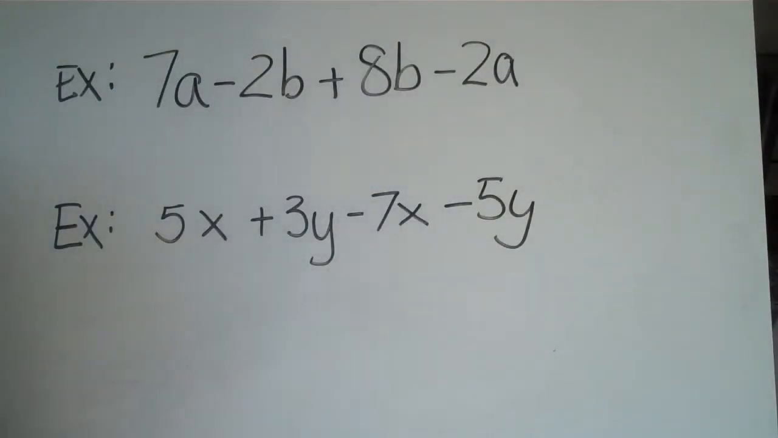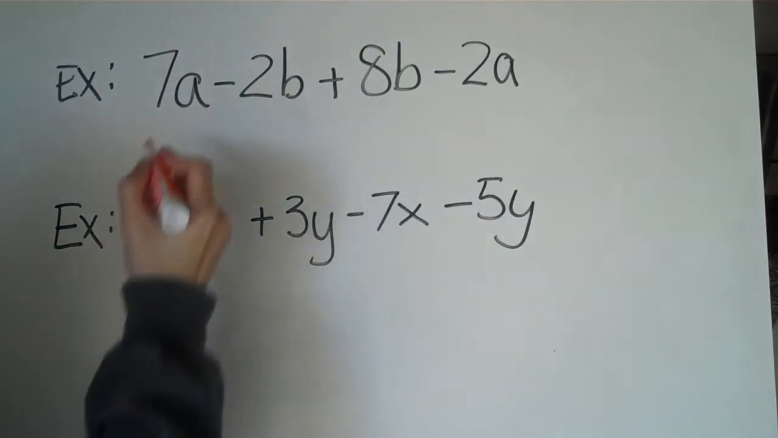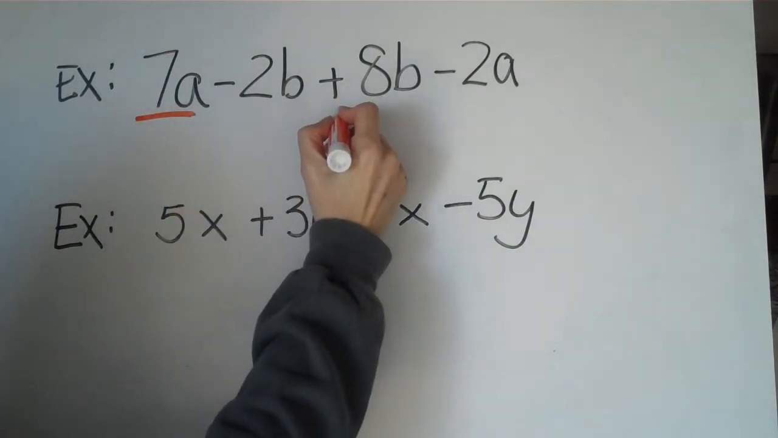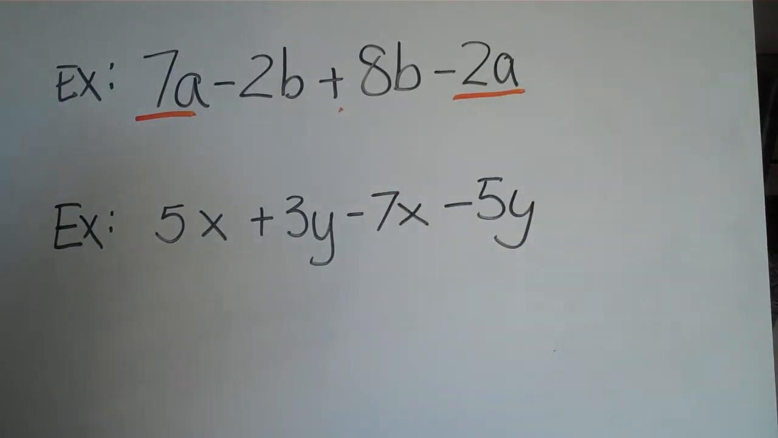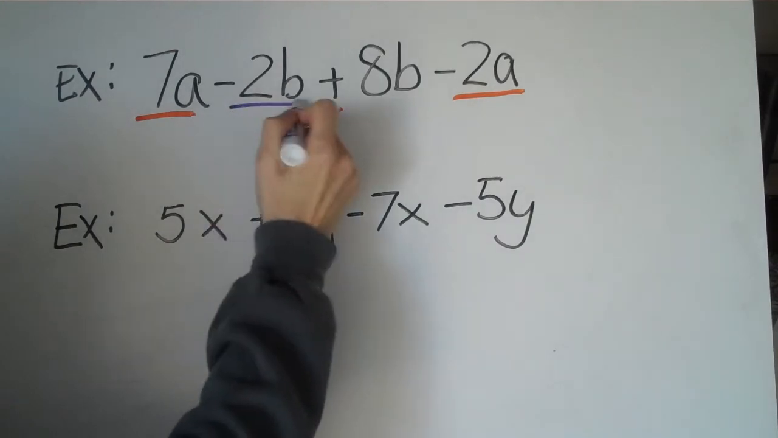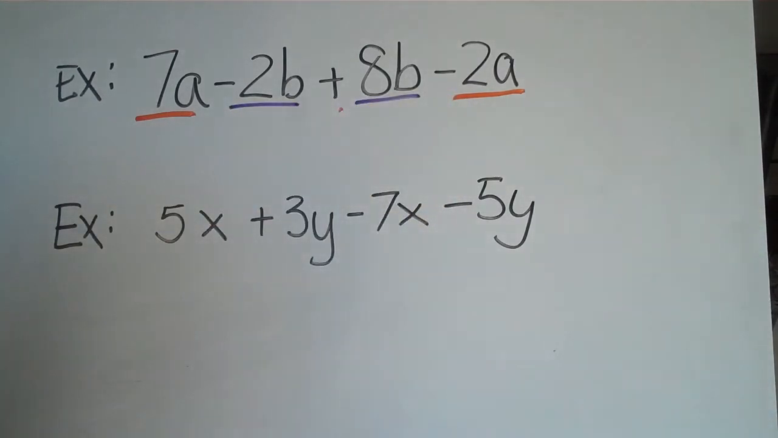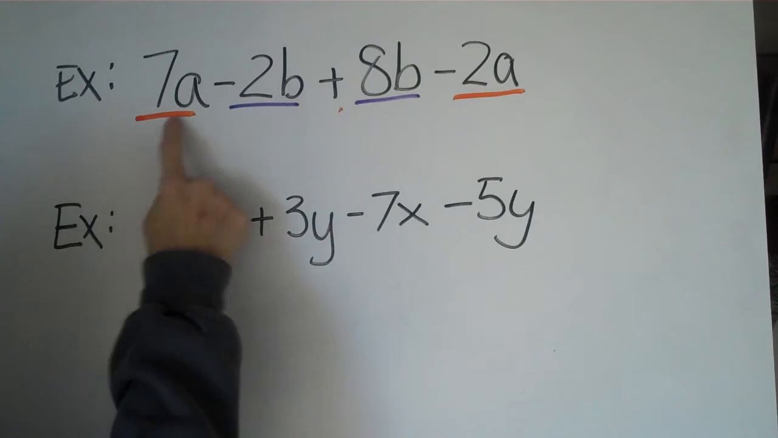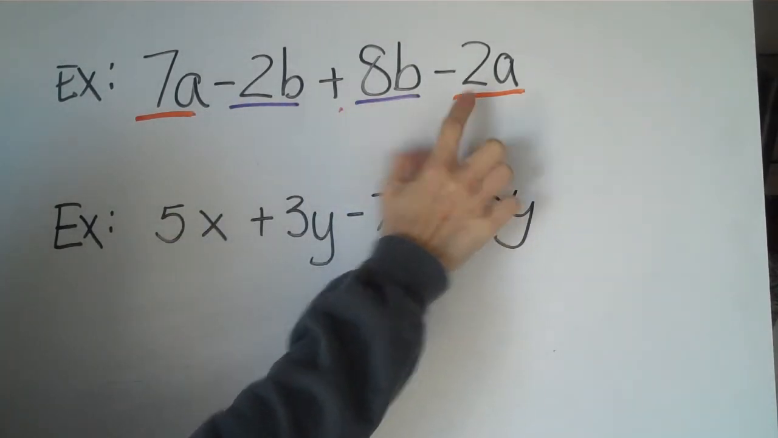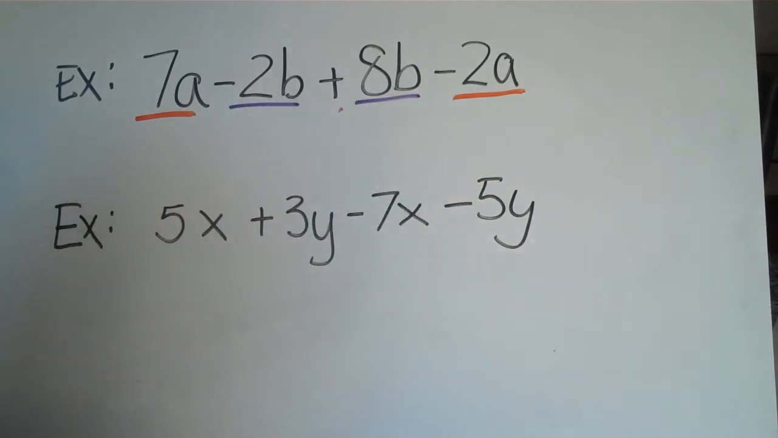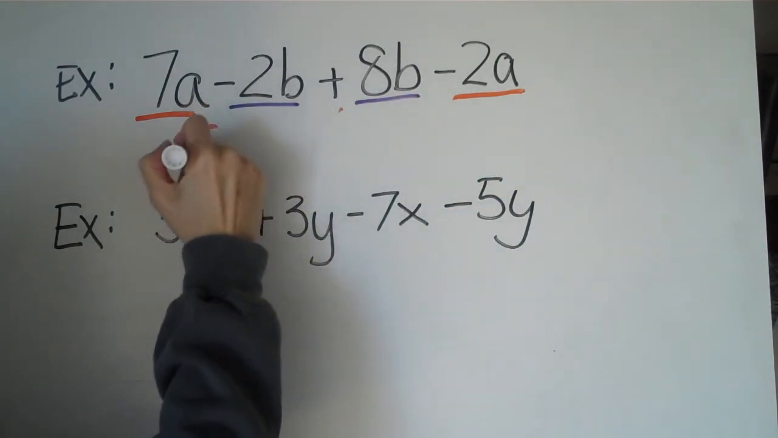Let's look at a couple more. You have, in the first one, 7a minus 2b plus 8b minus 2a. These are still pretty straightforward, actually. 7a and 2a, those can be combined. And then we have the 2b and the 8b. Those can be combined. So let's go ahead and do this. 7a minus 2a. Well, that's simply 7 minus 2, which is 5a.